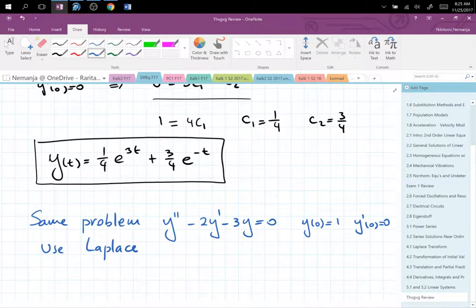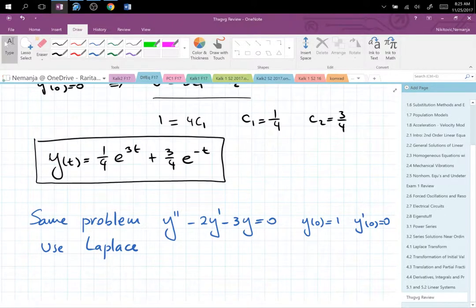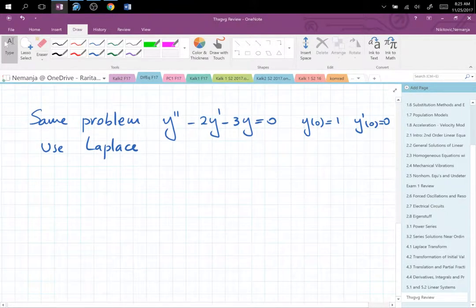So we have initial conditions and everything, so we can now use Laplace transforms to solve this problem. So what do I have? Laplace transform, you might not be able to see.